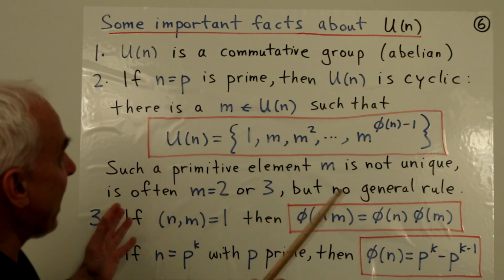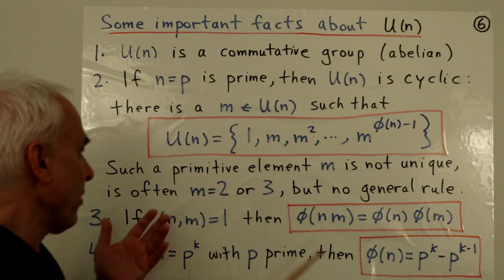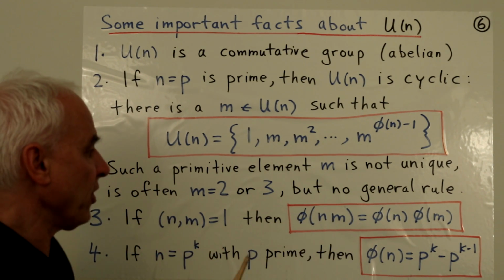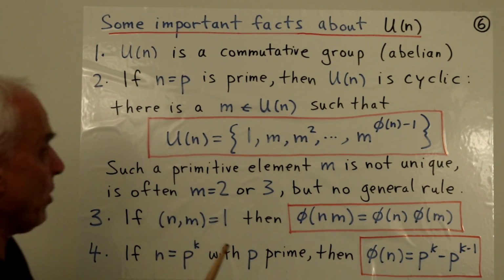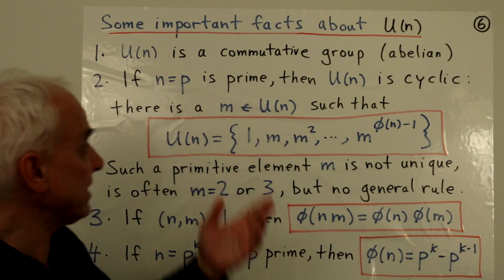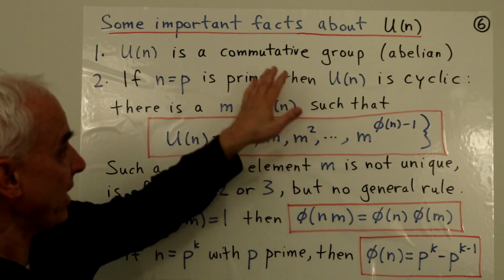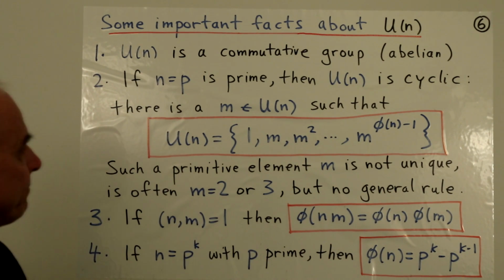So here are some facts about UN. In a course in number theory, or perhaps group theory, one could prove these facts, and it's quite pleasant to do that, but I'm not going to. So one fact we've already mentioned, of course, very important, is that this is a commutative group, and another word for commutative is abelian. They mean the same thing.